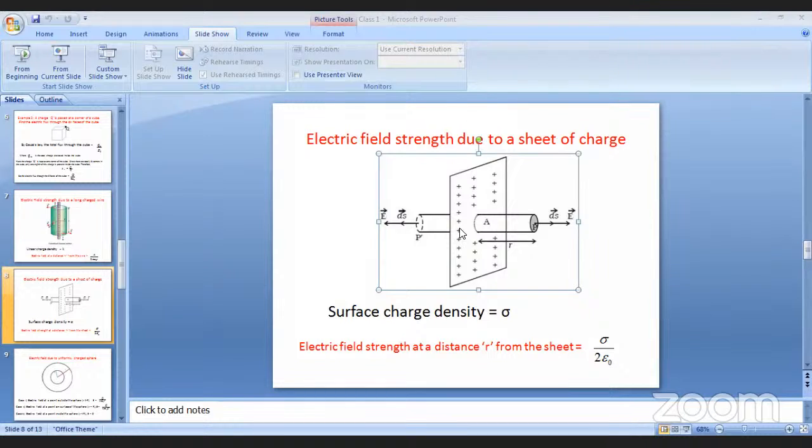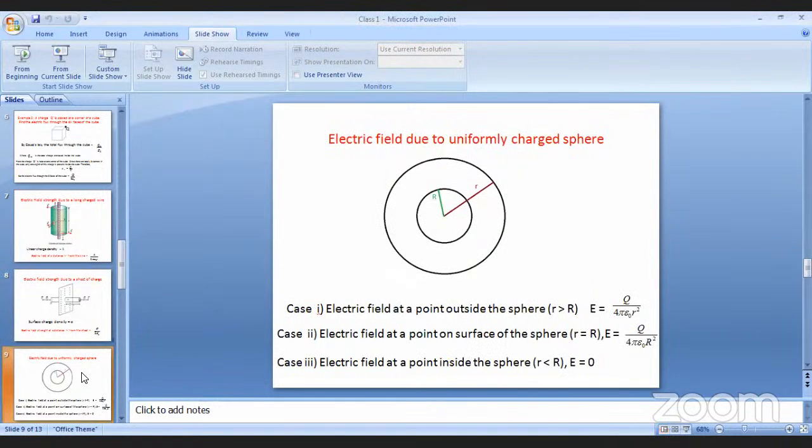So now the third application is the uniformly charged sphere. Here you can see the inner sphere, which is the sphere we are considering. It has a radius capital R.